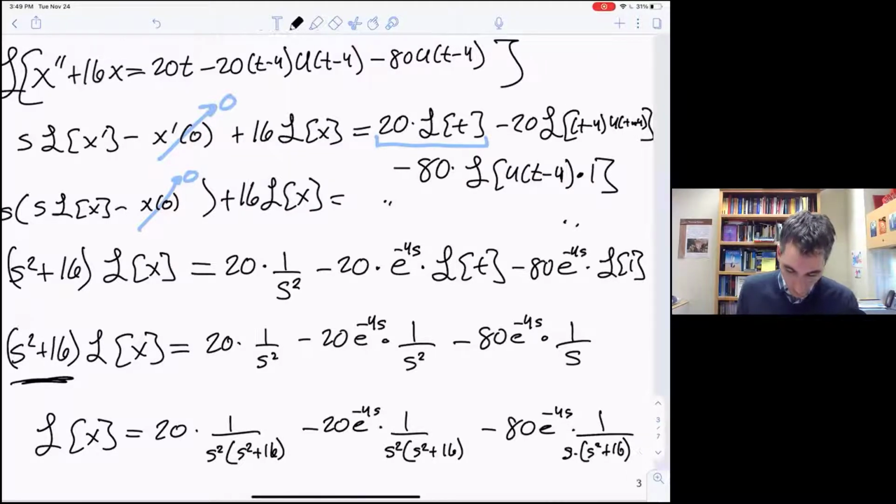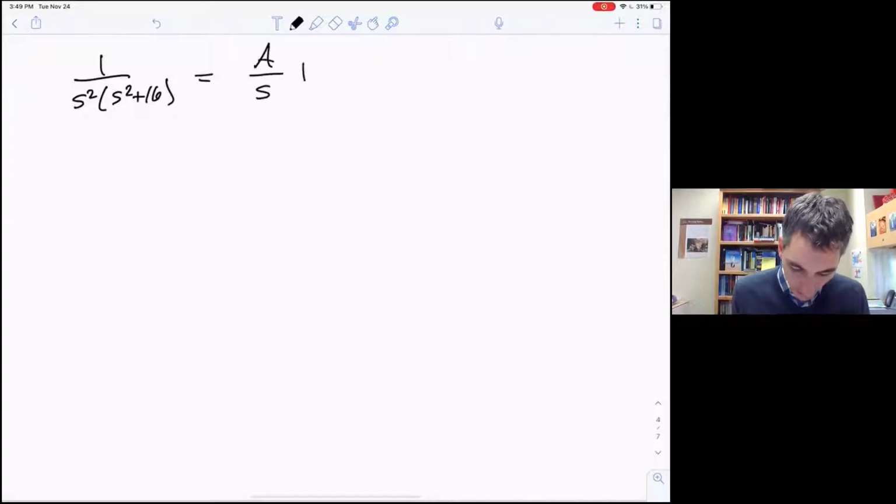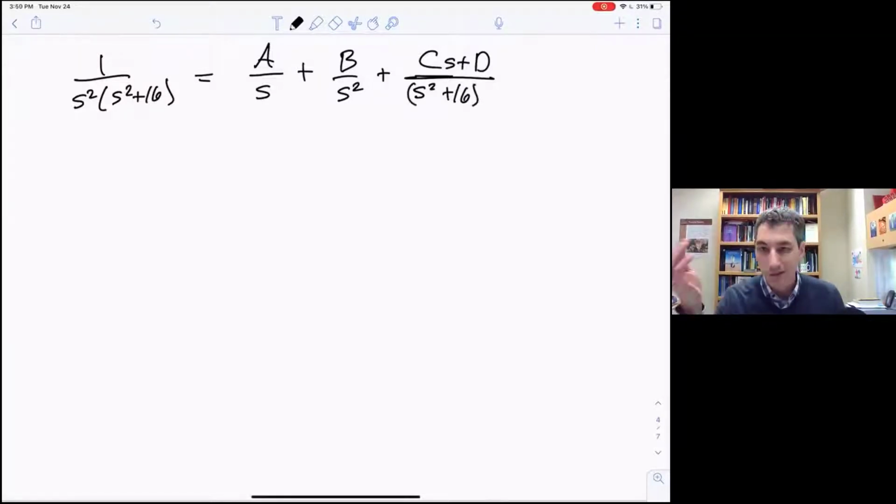1 over s squared times s squared plus 16 is the first one. That's going to split up into a over s plus b over s squared plus c over s. No, sorry, that's an irreducible quadratic. So cs plus d over s squared plus 16. Okay, so that's just the standard partial fractions formula. And if you want, you can run this in Wolfram Alpha. It'll do it for you. But we'll do it by hand just for fun.